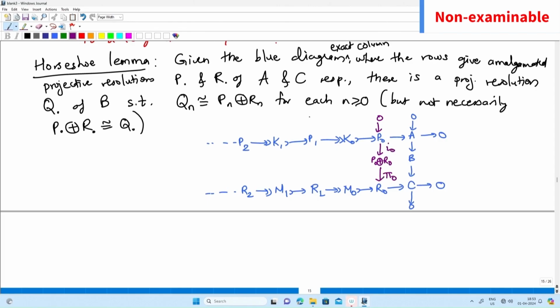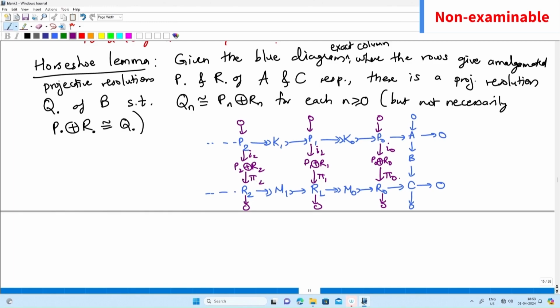Then similarly, I will have something here: P1 direct sum R1 and 0 here as well. This is pi 1, this is I1. And this is also the same thing: P2 direct sum R2, 0 here, and then 0 here, this is I2, pi 2.